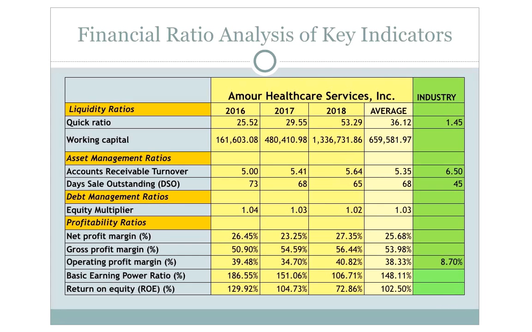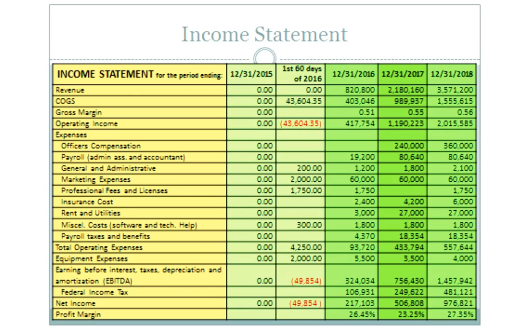So for the financial ratio analysis of key indicators, as you can see on the slide above you, the liquidity ratios continue to grow and are better than the average. You look at our profit margin, it's going in the right direction, better than the industry average, as well as your return on equity and your operating profit margin. The income statement, profit margin continues to grow after year 3 at 27.35%. Your revenue grows exponentially year over year, and your net income almost doubles every year.